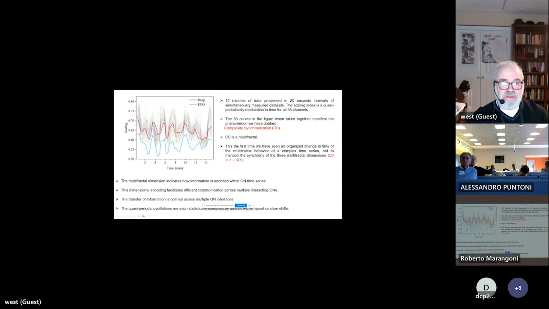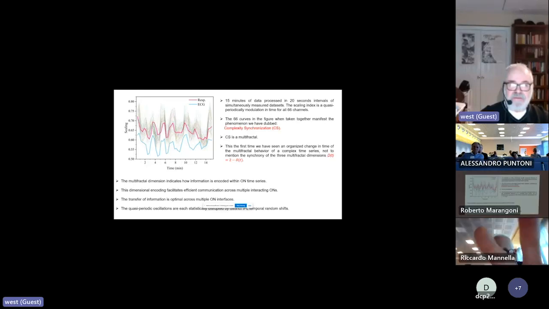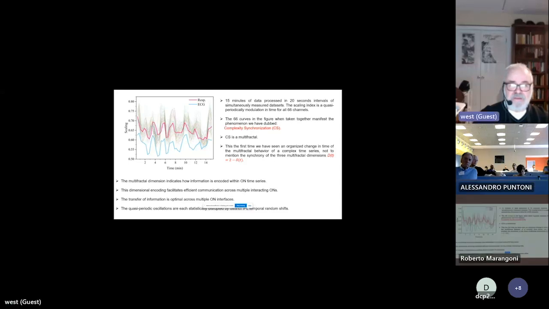And so you see that you have a way of determining the complexity of the heart time series, the breathing time series, and the EEG, and they modulate one another. You could also do a transformation and get a direct measure of the complexity of the time series of those three states, and that's what we call the complexity synchronization, CS. So the multifractal dimension indicates how information is encoded in organ network time series.